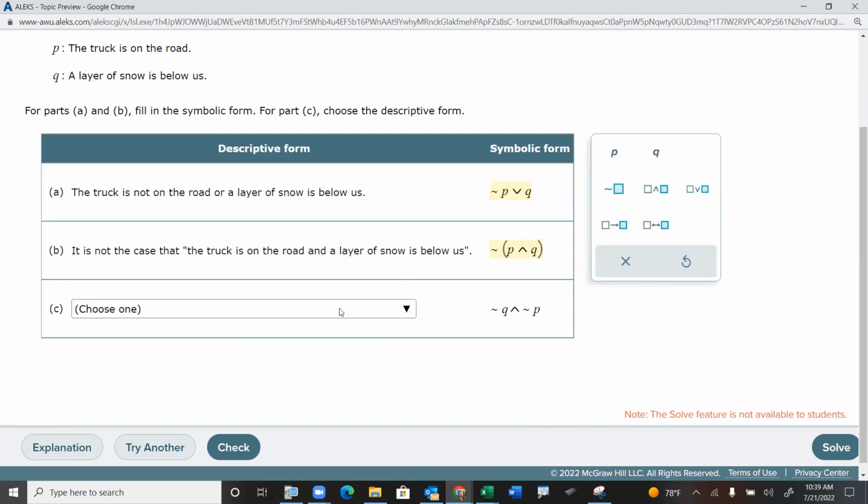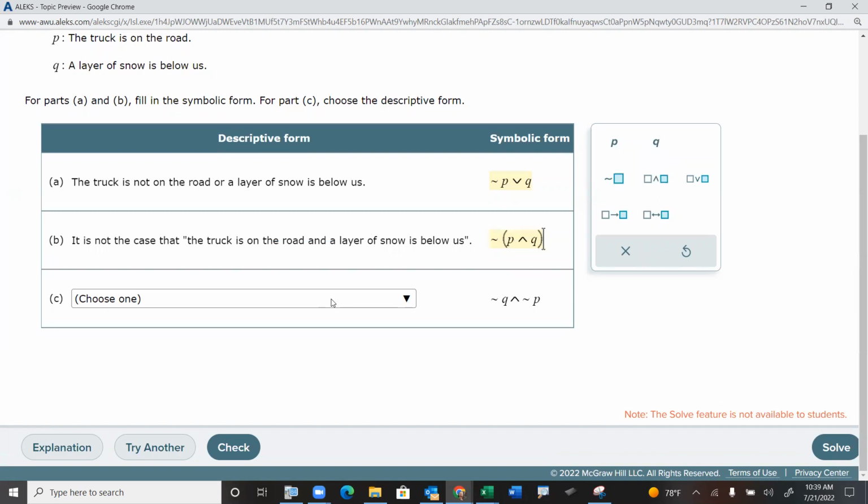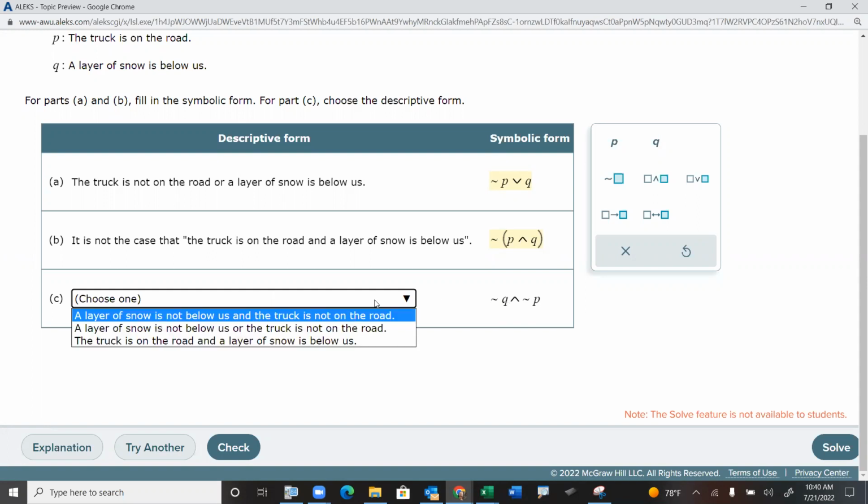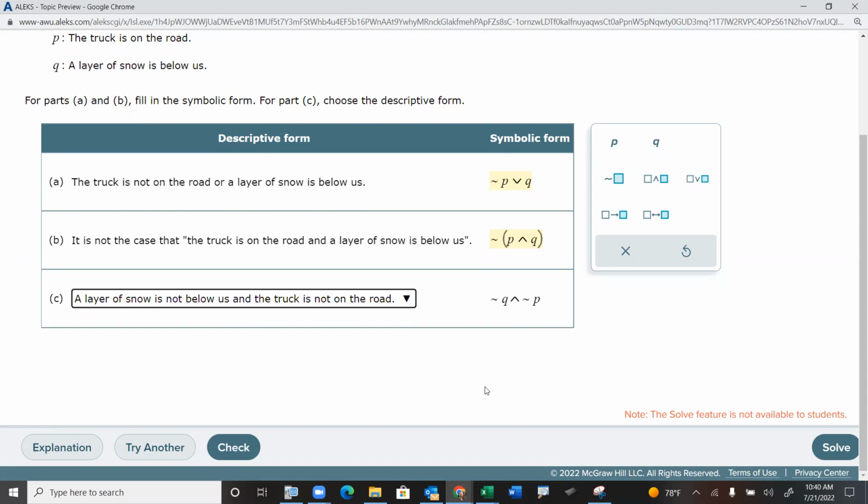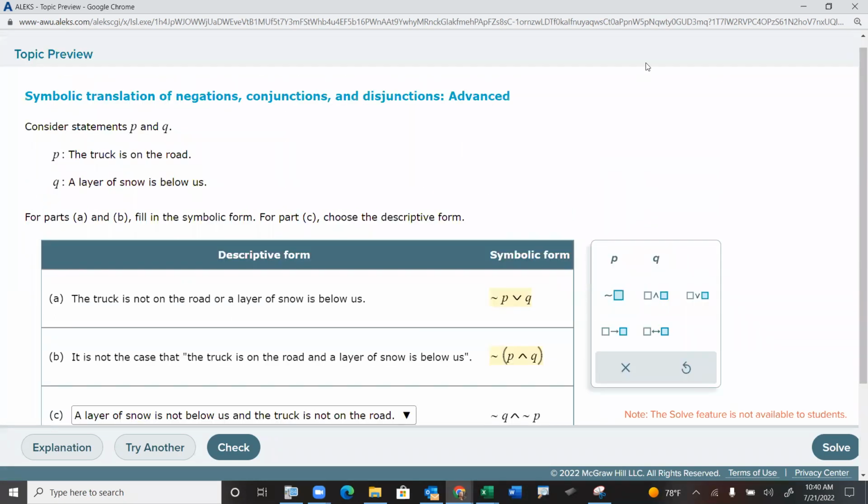And the last one. On this one we'd say not Q, in other words, there is not a layer of snow below us, and there is not a truck on the road. So a layer of snow is not below us, and the truck is not on the road. All right, that looks good. And that's how these are done. So get going and practice on them real good.